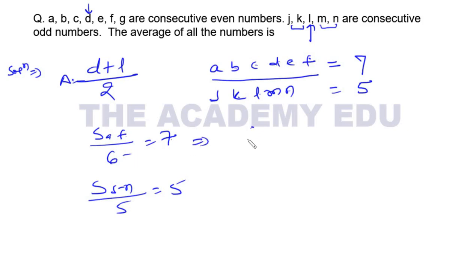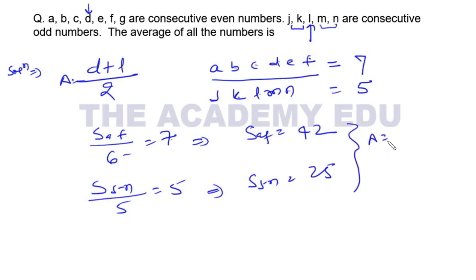So from here I get the sums. 7 6s are 42, so the A to F sum is 42, and here J to N the sum is 25. So now the average of the total numbers is the sum, 42 plus 25, upon how many? This is 6 numbers, this is 5 numbers, 11 numbers. So this can also be the answer. It depends on the option, what answer is given in the question. So this one may be the answer, this one may be the answer.